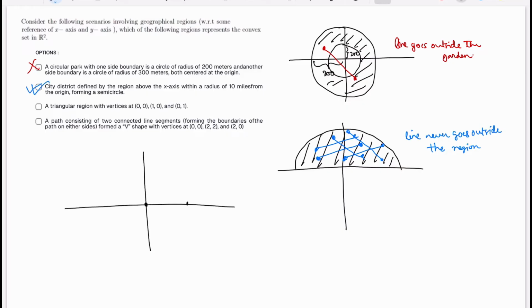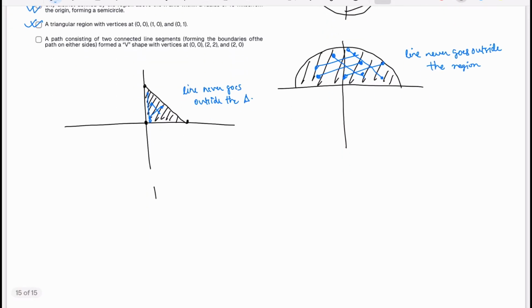Now let's look at the third case where this is actually a triangular region, right? Again, in the triangular region, you take any 2 points, join them with a line, the line stays in the region, okay? So the line never goes outside the triangle. That means this set is also convex.